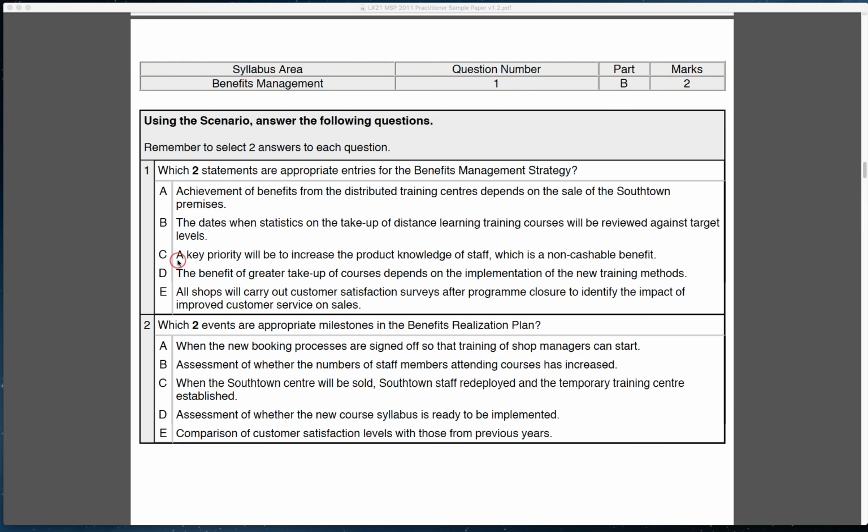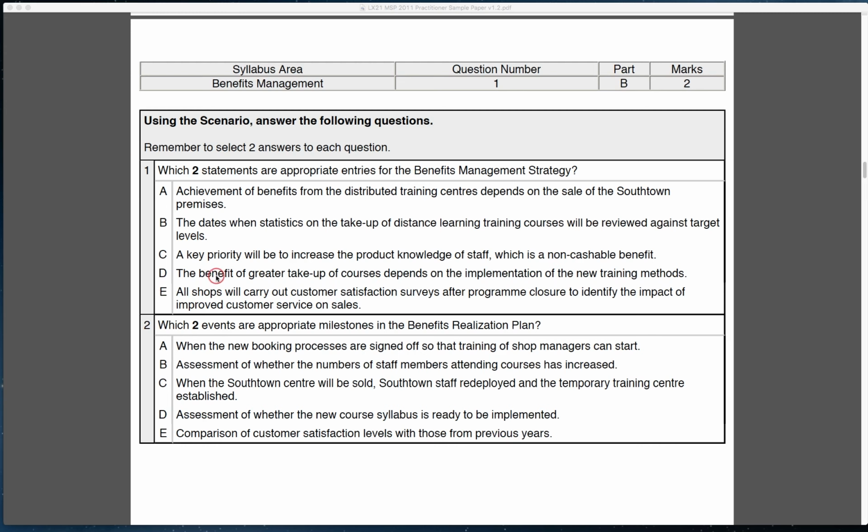C, a key priority will be to increase the knowledge product of the staff. A key priority, this is what we usually define in statements in the strategy about which ones are priorities, and also allocate whether it's a cashable or non-cashable benefit. So that looks like a good answer for the benefits strategy in this case.